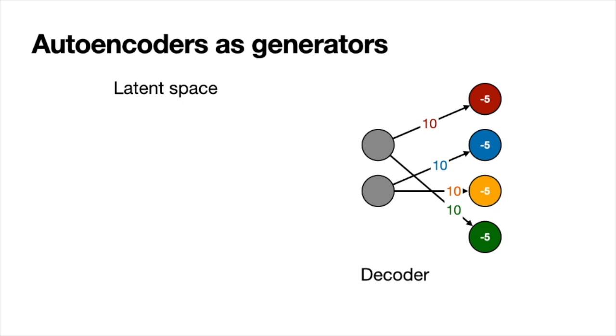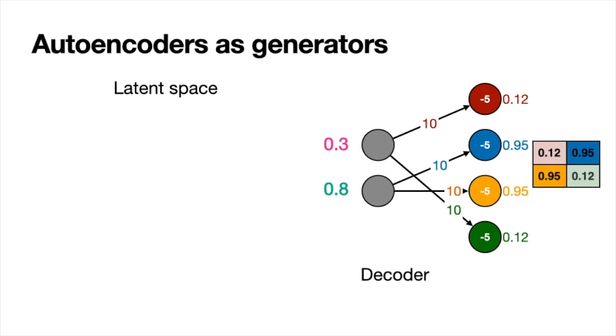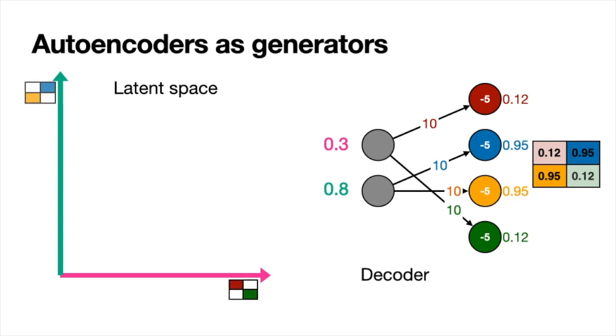Check this out. Let's say that we give the decoder the numbers 0.3 and 0.8, and it'll generate the following image with intensities 0.12 and 0.95. And so what we're going to do is plot the latent space over here, where the first coordinate, the 0.3, goes in the horizontal axis, which corresponds to the red-green diagonal, and the second coordinate, the 0.8, goes in the vertical axis, which corresponds to the blue-yellow diagonal. And so this image will be located over here.